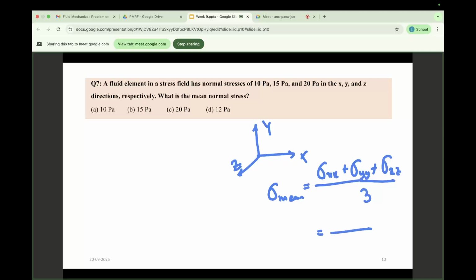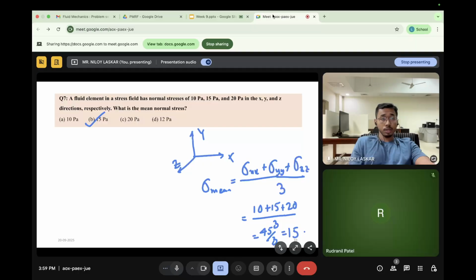Okay, so that is 10 plus 15 plus 20 by 3, which is 45 by 3, that is 15. So the correct option is option B. It's the correct option. Good. Rudunil, you have answered it correctly. So now I am moving to this next question, right?